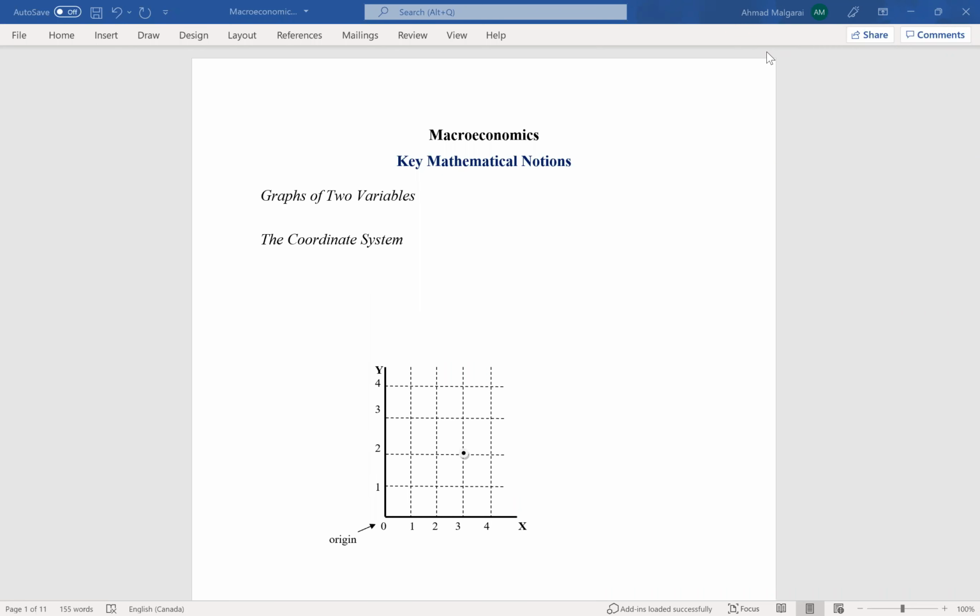Today, we will be talking about the key mathematical notations that are required for economics students at the university level. The question might be, why mathematics? We need math in economics.